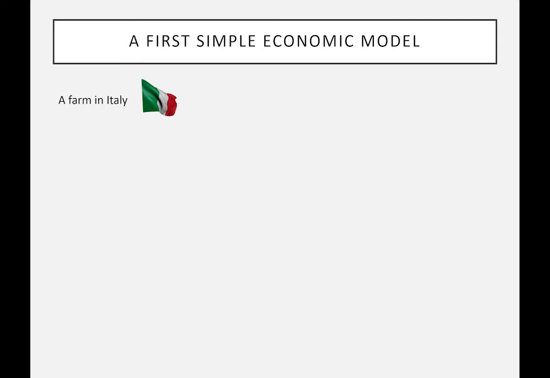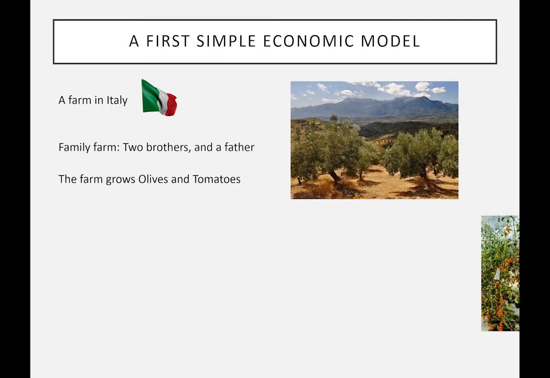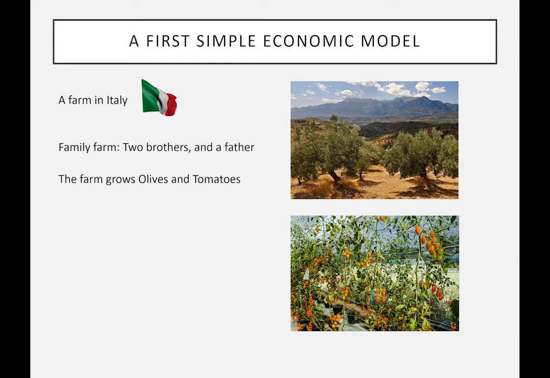In Italy, picking a country far away, it's a good way of telling a story. I've got this farm in Italy. I'm going to pretend that there's a family, 2 brothers and a father. I assume there's sisters and mothers and so on, but I'm going to worry about the 2 brothers and the father. And I'm going to say furthermore that on this family farm, they grow olives and tomatoes.